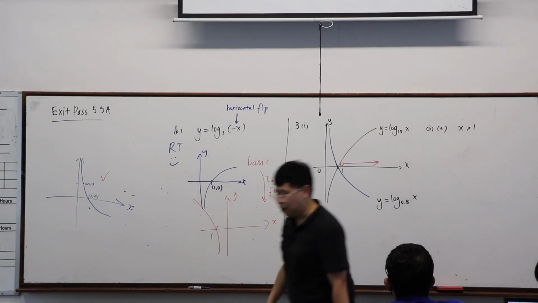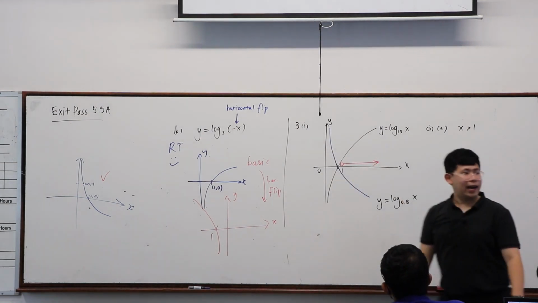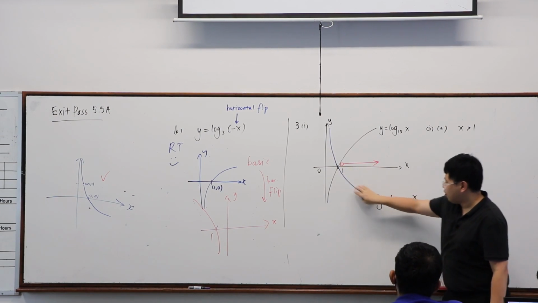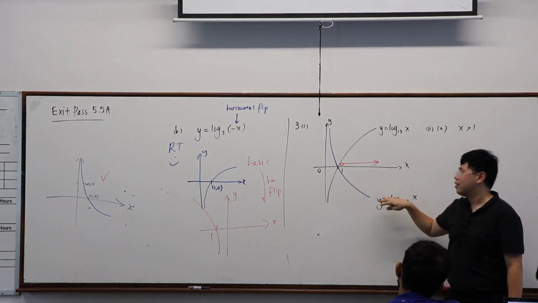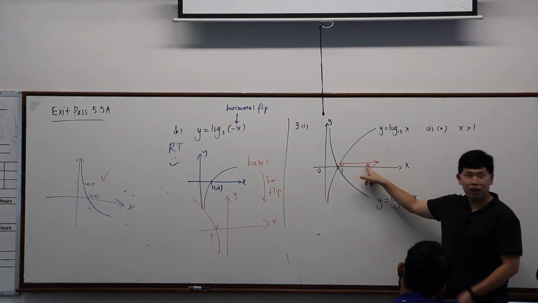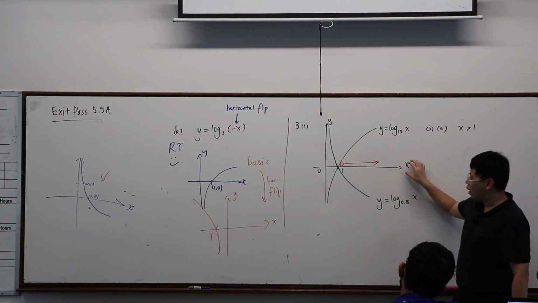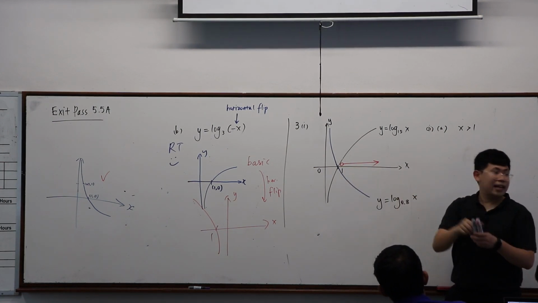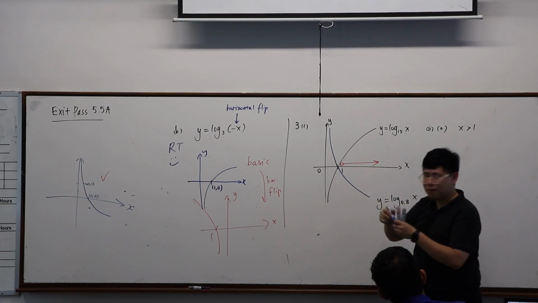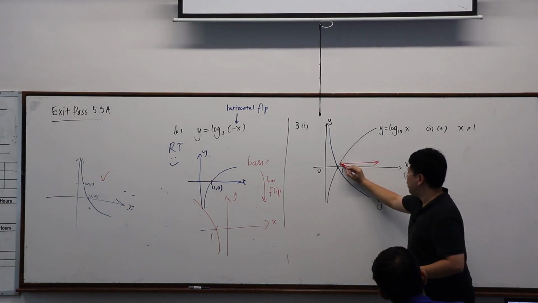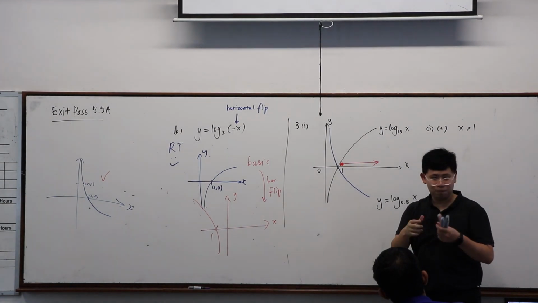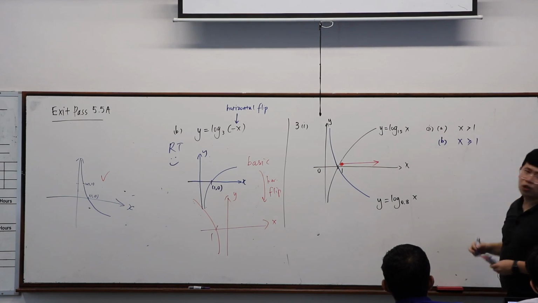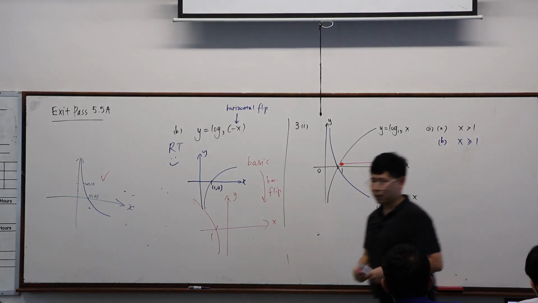Okay, second one. Log base 0.8 of x less than or equal to 0. So where is it less than or equal to 0? When the graph is negative, it's less than 0, correct? So I also need to look at the same region. When x is more than 1, the blue color graph is below the axis, so it's the negative part. But because it's equal, I need to take this point also. So for part B, x is more than or equal to 1.